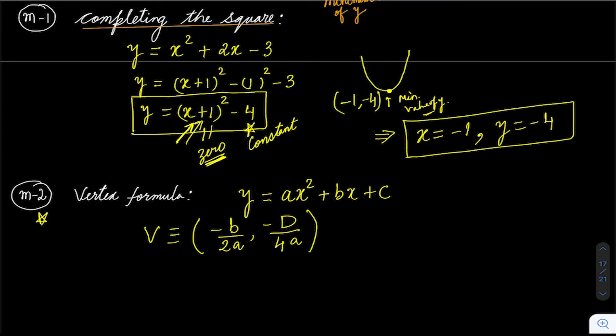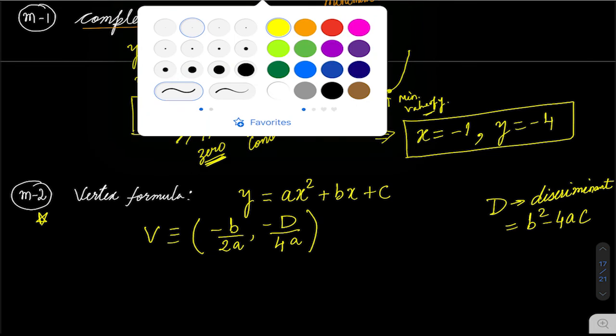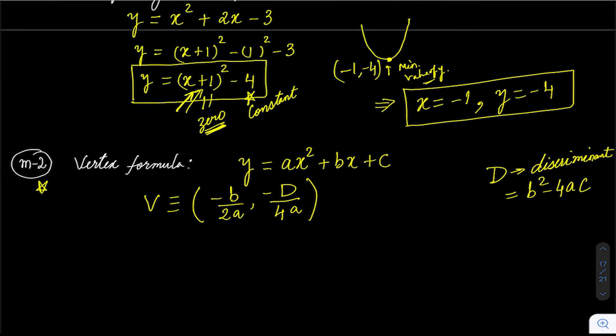Now you already know what a and b are. a is the coefficient of x², b is the coefficient of x. What is this D? D is nothing but the discriminant, right? The discriminant, as you have studied, is equal to b² − 4ac. So you can easily find all the values and directly get the vertex coordinates.